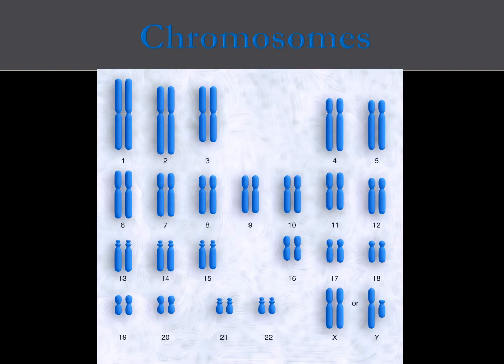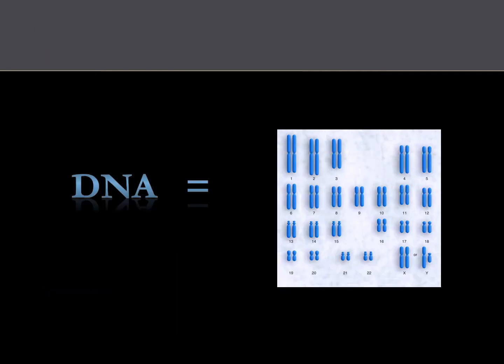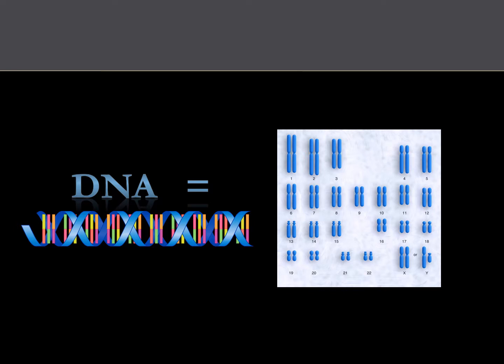Humans have 23 pairs of chromosomes. The complete set of instructions for making an organism is not found in any one chromosome or even in one pair of chromosomes. Each chromosome contains different genetic information. So it's really all the information on all 23 pairs of chromosomes put together that we mean when we talk about your DNA.